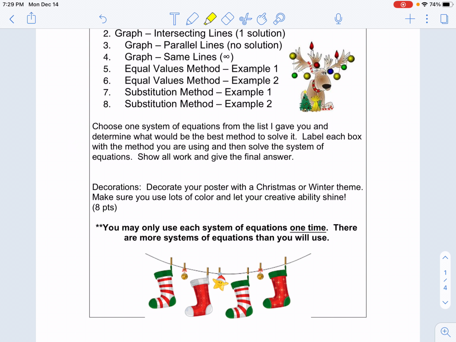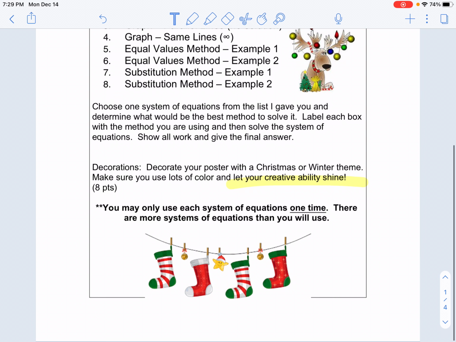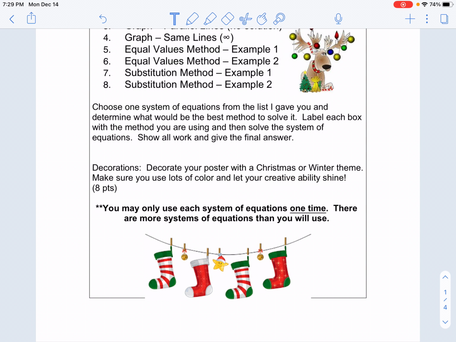Okay, good. So we're going to go to the second page. Oops. Go to the second page. Let's see which way that's going.